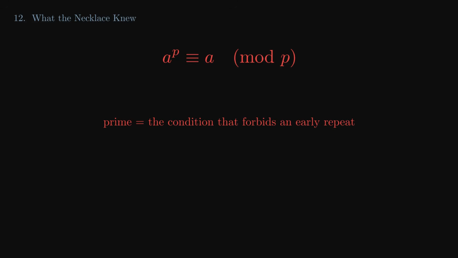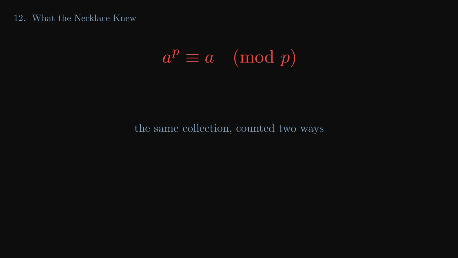A power became a count became a ring of beads, and a ring of beads, turned, proved a law that guards the whole of modern arithmetic. Not by calculating harder, but by looking at the same collection from two sides and refusing to let the numbers disagree.